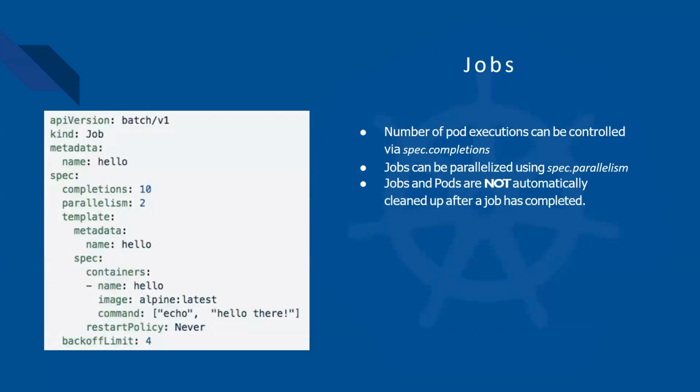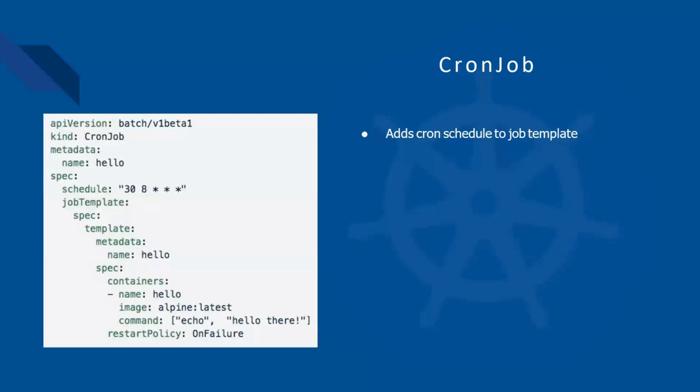So whenever this runs, it will check 10 completions and run 2 at a time, and it dies only after completing this condition. So the number of pod executions can be controlled. This is one way they have shown you can control your pod life cycles, and a job can be parallelized using parallelism. Job pods are not automatically cleaned up after the job is completed. You have to do it. Next is a CronJob. Simple. If you want to run a cron, you can do it using kind, schedule, name, container, image, and command.